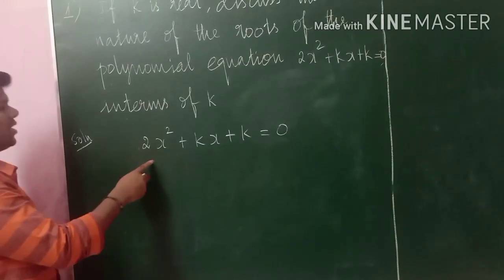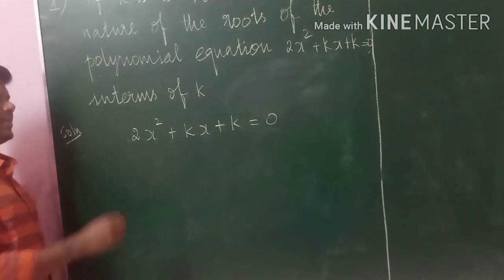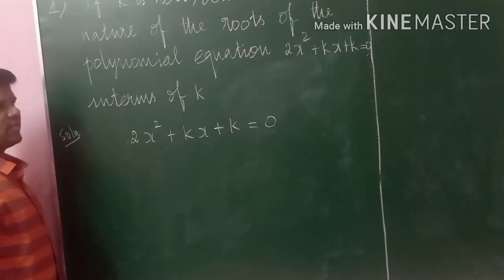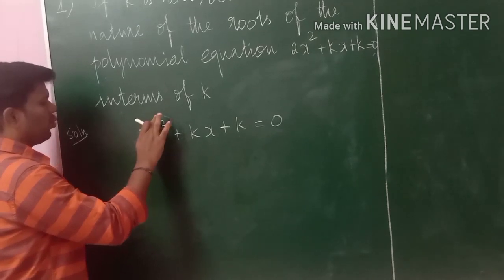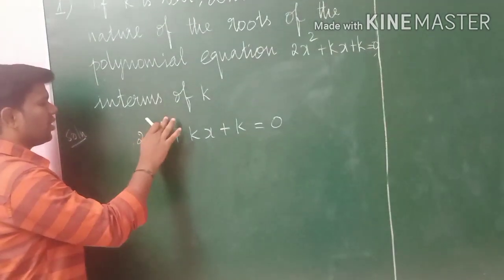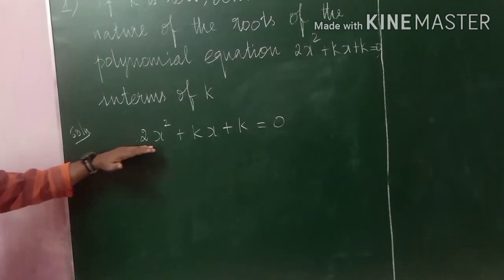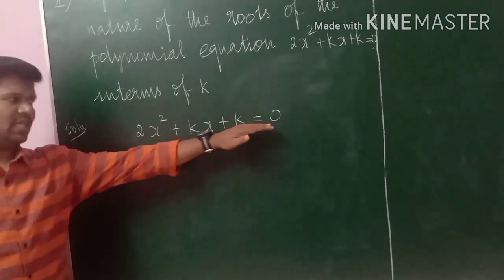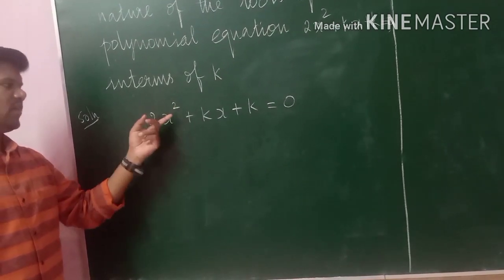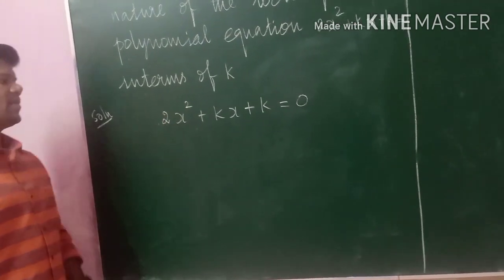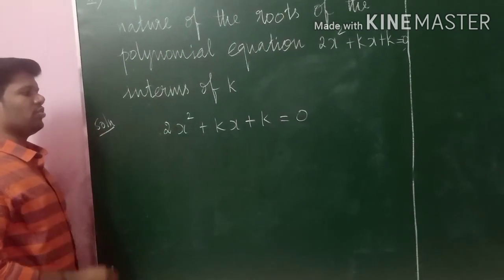Okay, so 2x square plus kx plus k equal to 0 is a polynomial equation, but it is a quadratic equation. Why? Because the degree is 2. We know what degree is: the highest power of x in the given polynomial equation. The degree of the polynomial equation is 2, so it is called a quadratic equation. Since the degree is 2, we must have 2 roots.